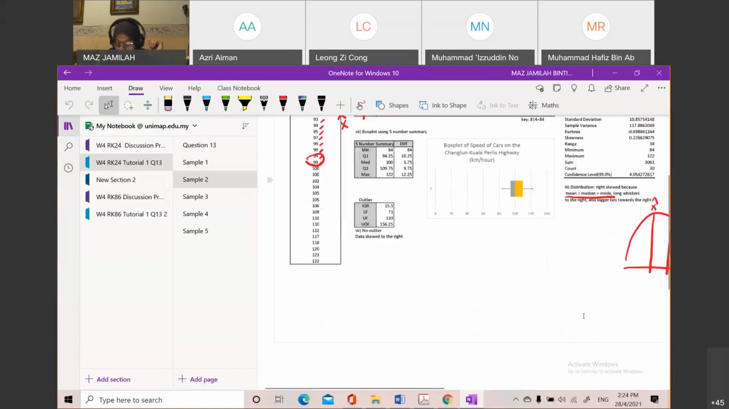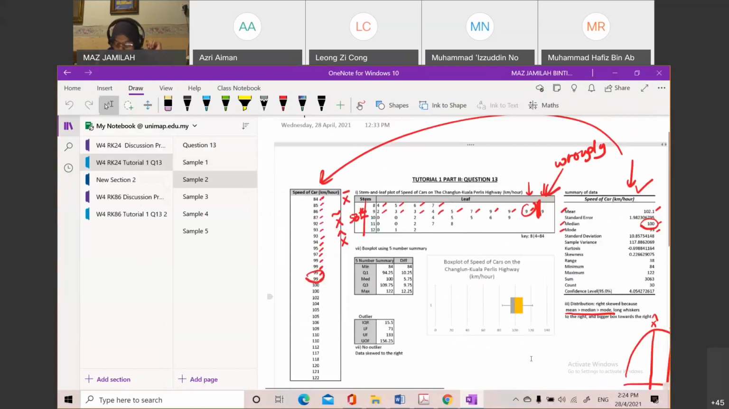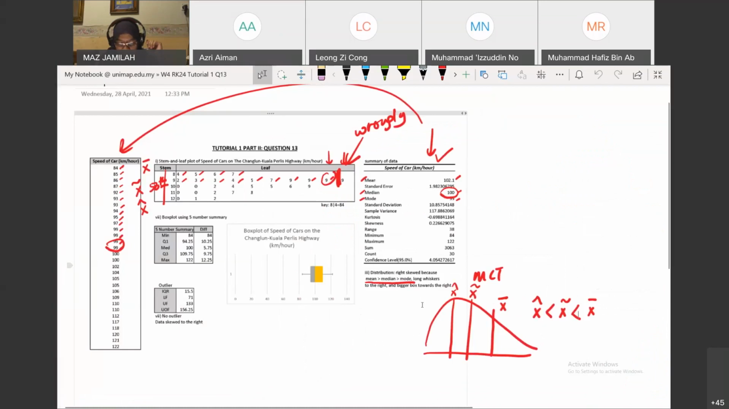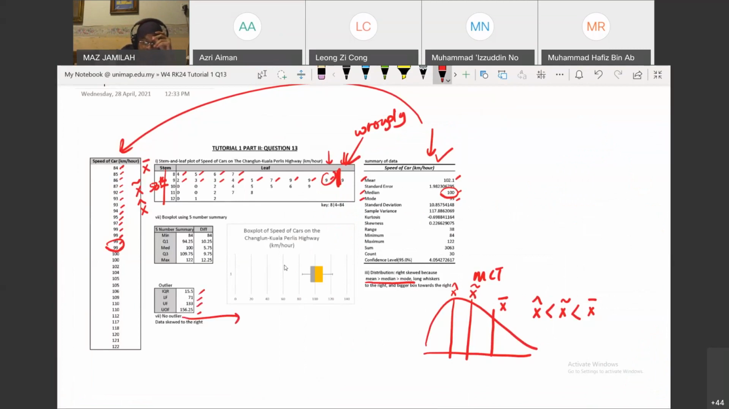The second sample. For the second sample, where is the answer for question number 7? Where is number 7? Okay, the IQR here is 15.5. The same, so no outlier, but no description. So most probably you won't have any marks for this one. No marks here, because you don't put your interpretation.